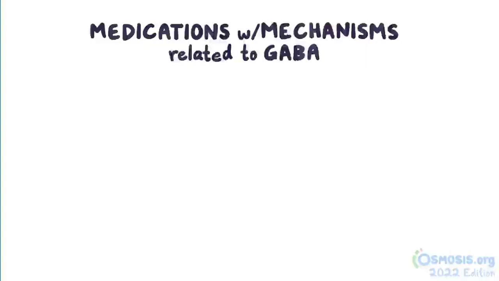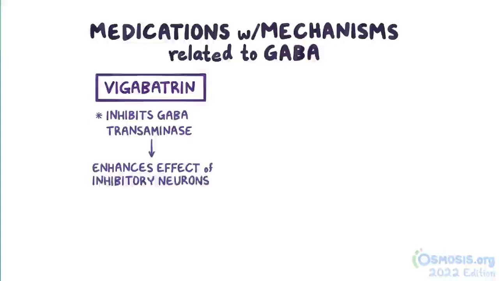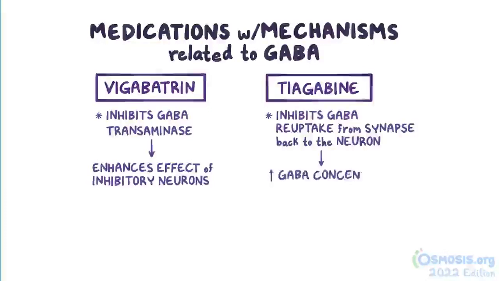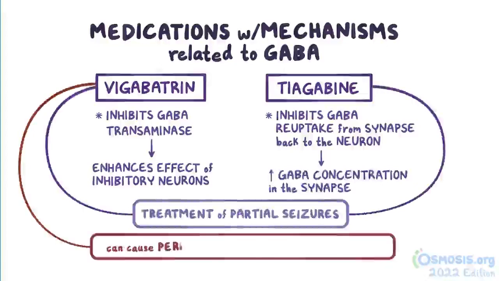Finally, let's move on to medications with mechanisms related to GABA, the main inhibitory neurotransmitter. Just like valproic acid, vigabatrin inhibits GABA transaminase and thus enhances the effect of inhibitory neurons. Another medication that increases GABA levels is tiagabine, which inhibits GABA reuptake from the synapse back to the neuron, and thus increases GABA concentration in the synapse. Both vigabatrin and tiagabine can be used for the treatment of partial seizures. But what's important is that vigabatrin can cause permanent bilateral visual loss.